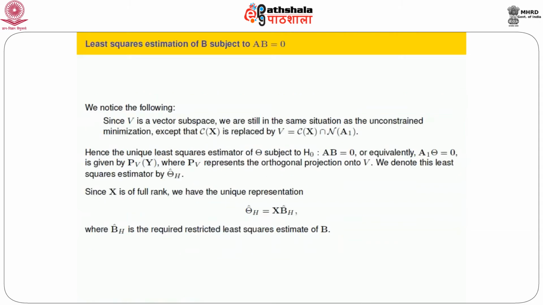So what we do now, we have to find an expression for this theta hat H. We notice that basically we are projecting the Y vector, each column of Y, onto the vector space V. So V is the column space of X intersection null space of A1. Let us use this identity: PV is equal to PX plus PV minus PX. Notice that this C(X) intersection V is a subspace of C(X).